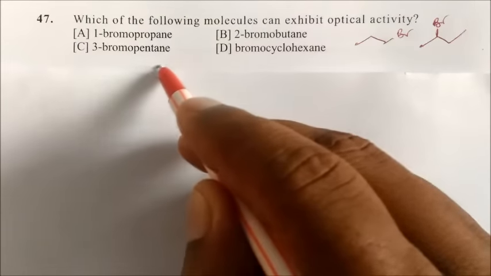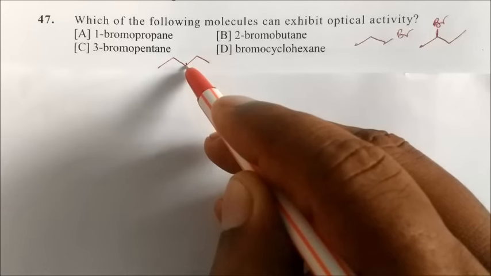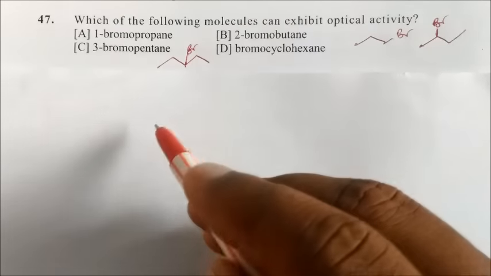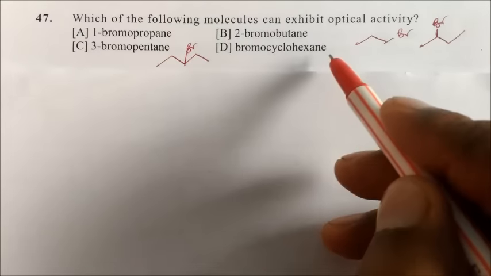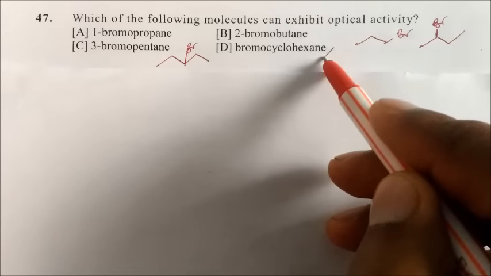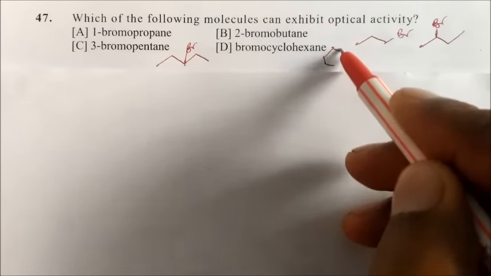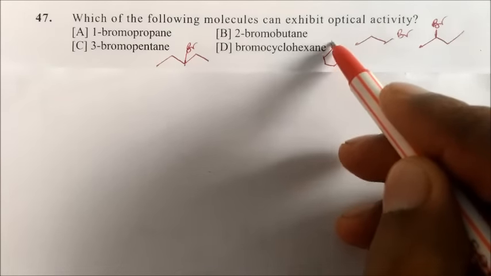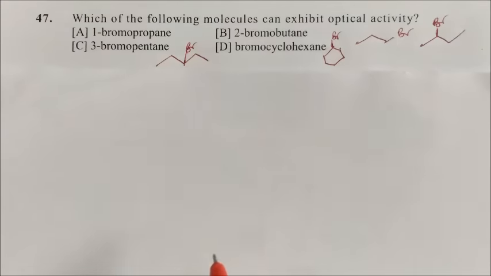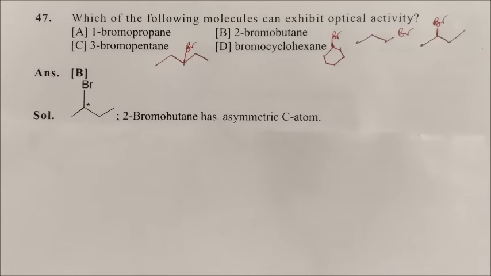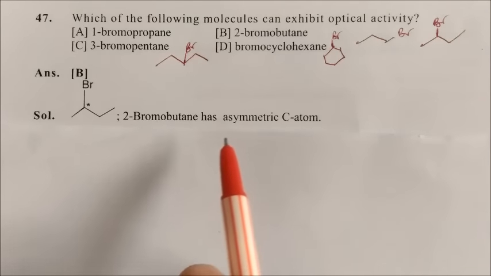you just draw the 5 carbons, and this carbon has the bromine. And bromocyclohexane, so again you have to draw the hexane. This is your cyclohexane, 6 carbons, and put bromine here. So in this structure, if you see, the 2-bromobutane has an asymmetric carbon.